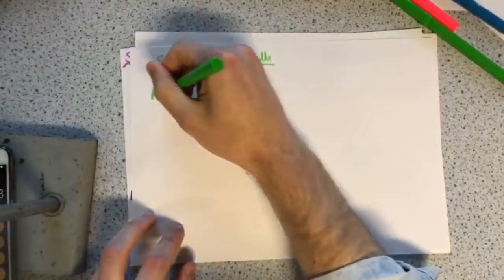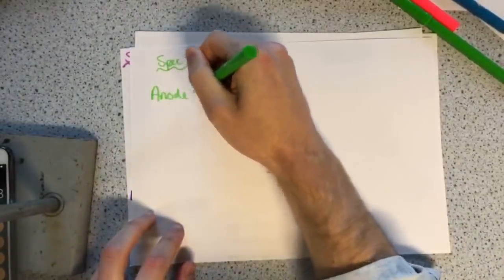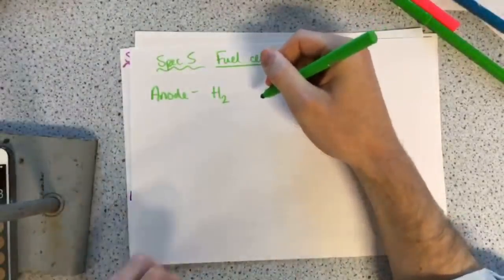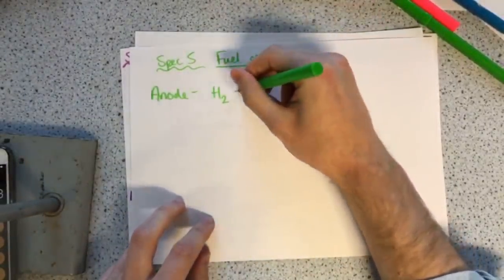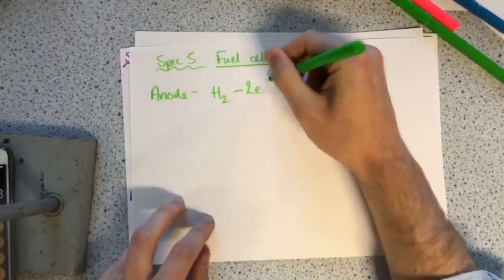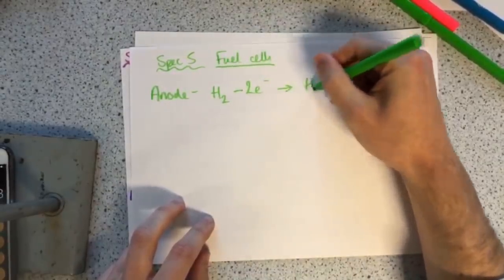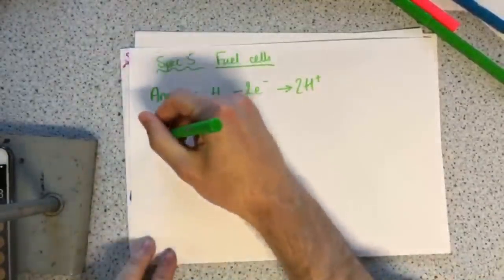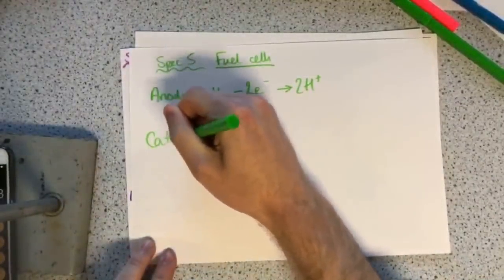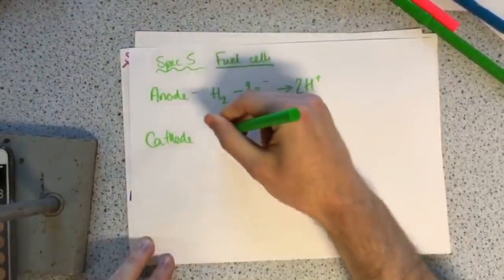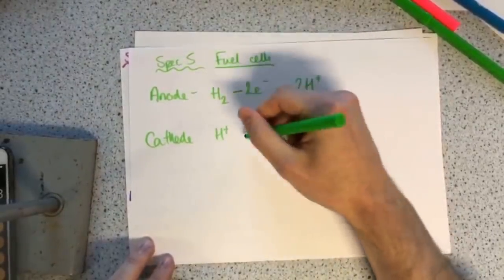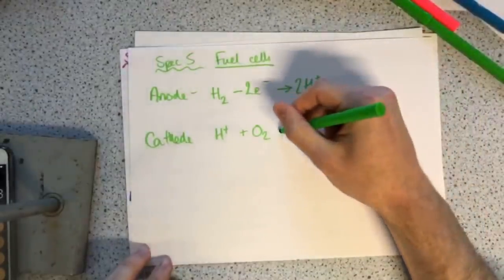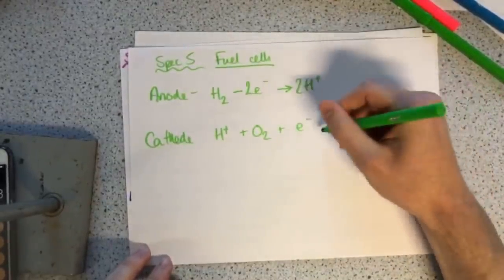So at the anode, you've got hydrogen gas going in. So you'd plug your car in, you get some hydrogen gas, and that loses 2 electrons and forms some H+ ions, and they're the ones that then make their way to the cathode. And at the cathode, you've got some H+ ions, some oxygen, and there's also some electrons, and that forms water.